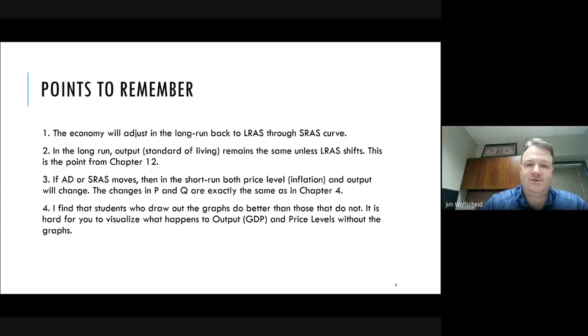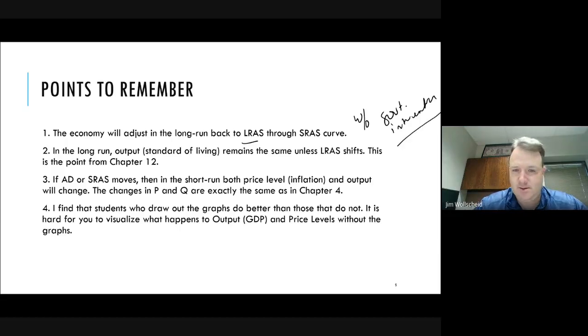Some points to remember from these questions. The economy will always adjust back to the long run. I should probably put here, without government intervention. Next week, we're going to do the government intervening. We talked about before, standard of living depends on the long run aggregate supply. So remember, this is very similar to chapter 4.